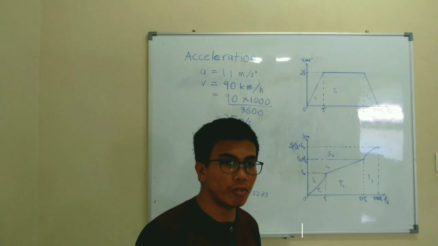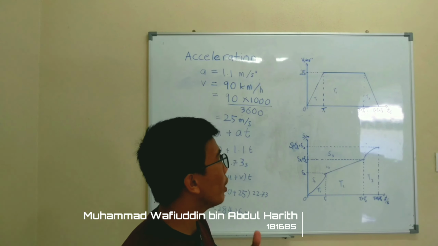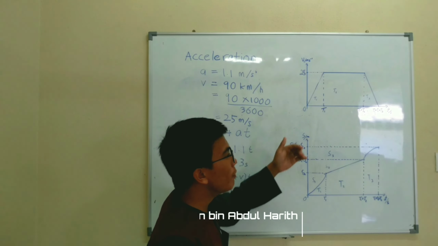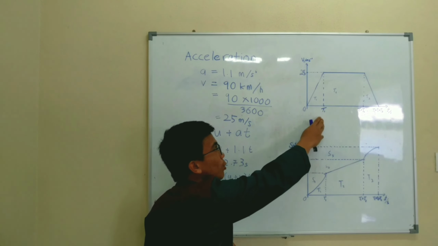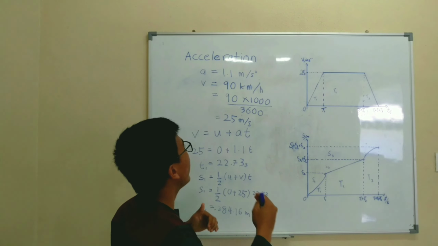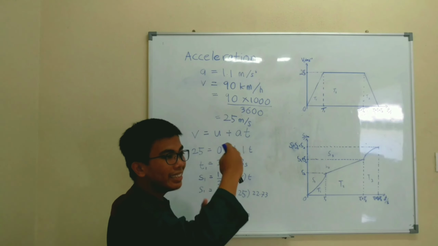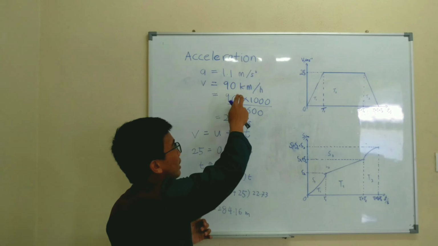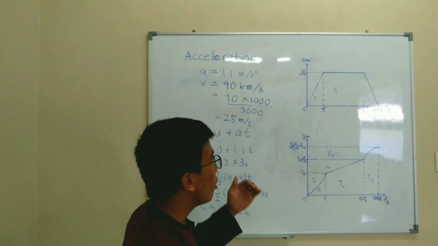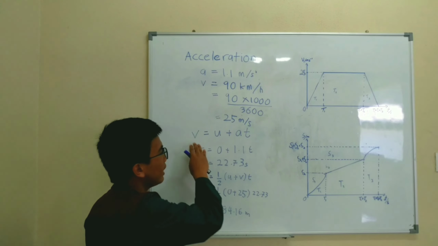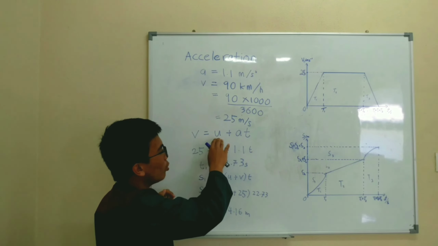Bismillahirrahmanirrahim. I'm going to explain the first part, where we want to find T1. From the question, we know that the train accelerates at 1.1 meters per second squared until it reaches a velocity of 90 km per hour. So we want to find the time by using this kinematic formula, V equals U plus AT.